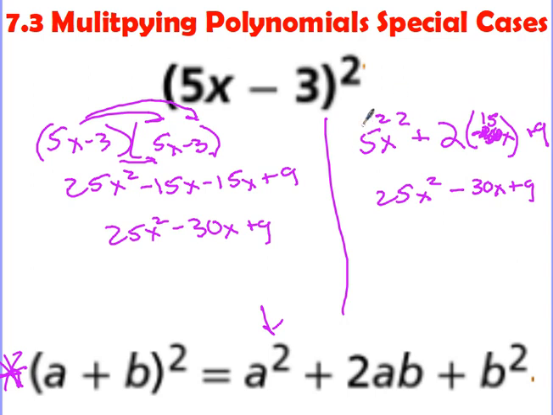Because that was squaring all of 5x. And then all of my first term, I did 2 times whatever the product of a and b are. And then I added b squared in the end. Okay, so we can just use this pattern as like a shortcut.